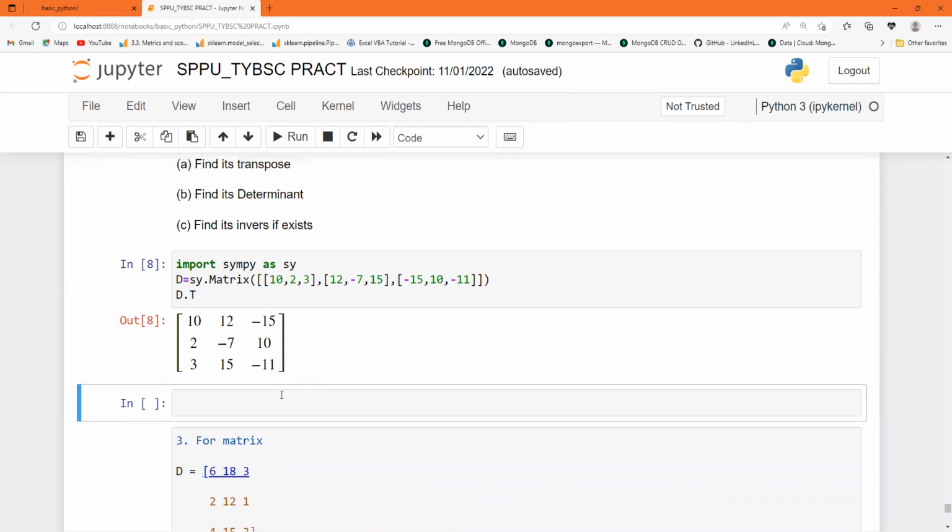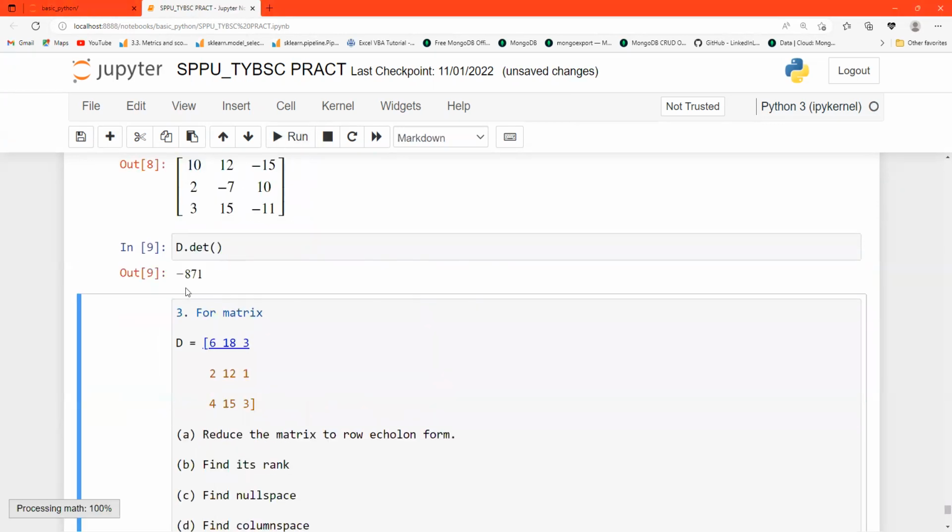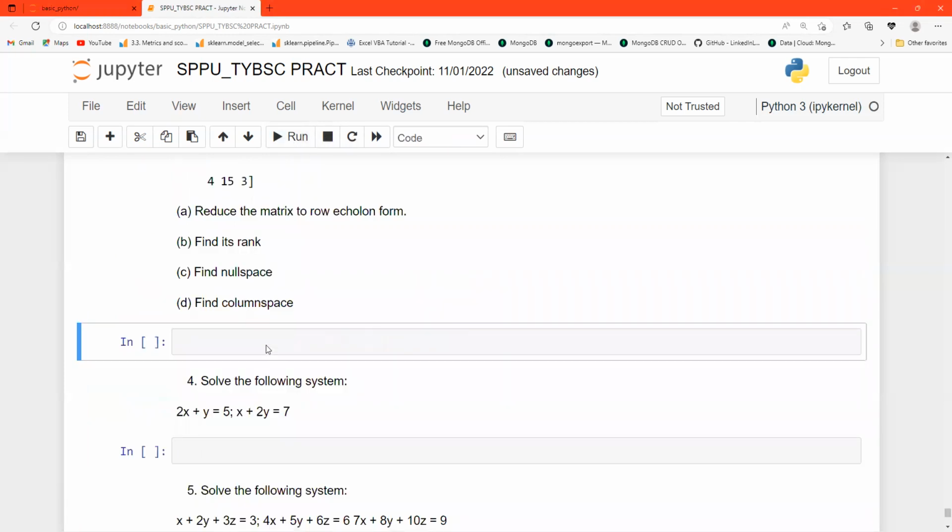Okay, there is a det method. By using this method we can find it, so D dot det, that means the determinant. So we will get the determinant of this matrix, that is minus 871. Okay, minus 871 is the determinant of the matrix.